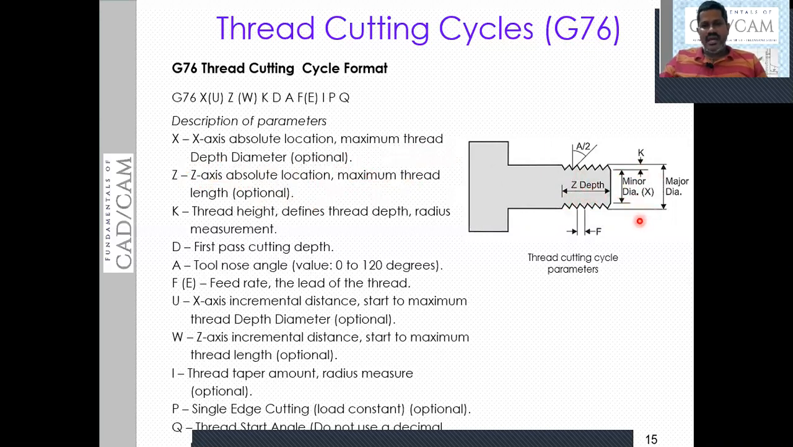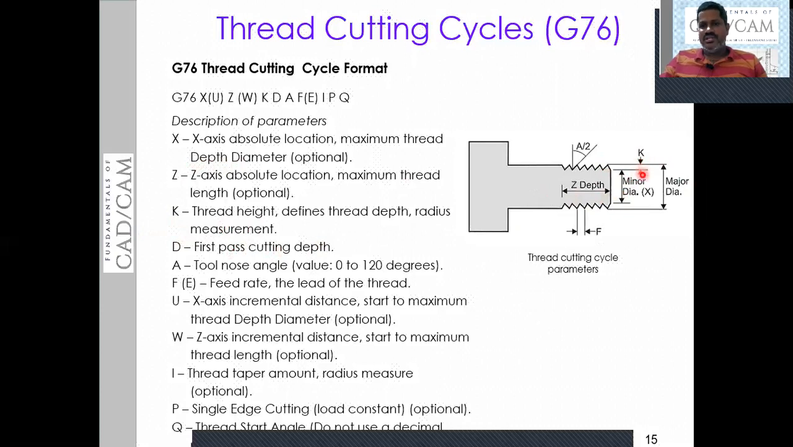The maximum depth of the thread, or the minor diameter of the thread, if you want, you can specify, otherwise it is optional. These are the two values, maximum thread length and the maximum depth of the thread or the minor diameter of the thread. This is also optional. Then K indicates the thread height.